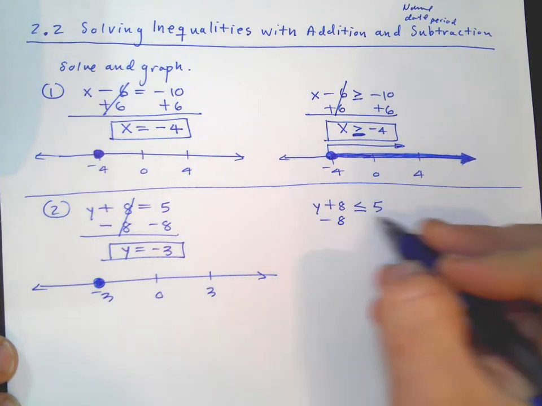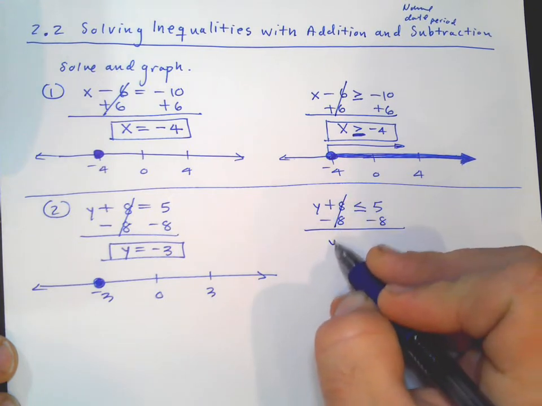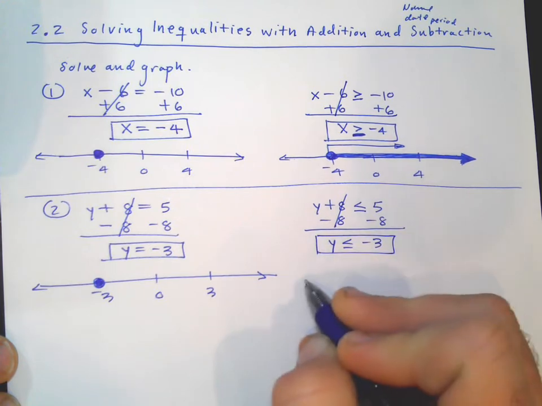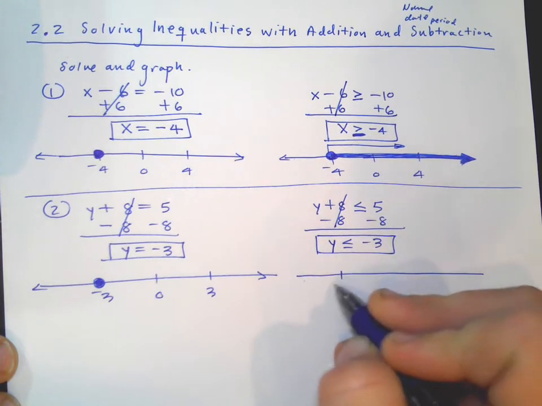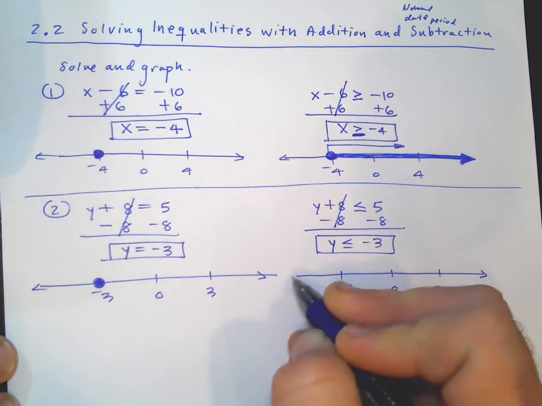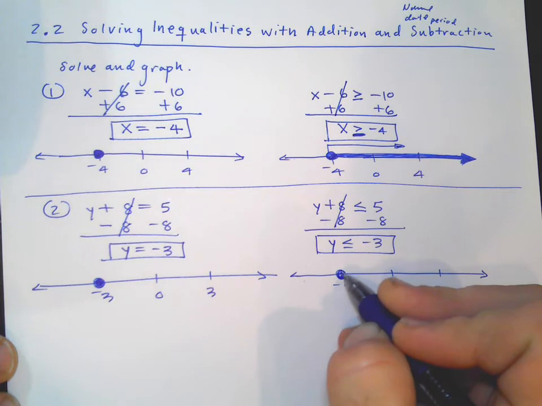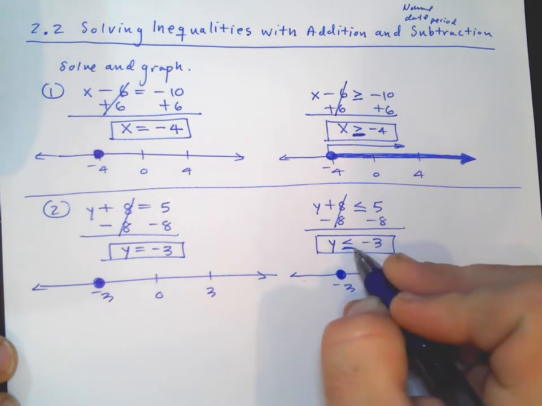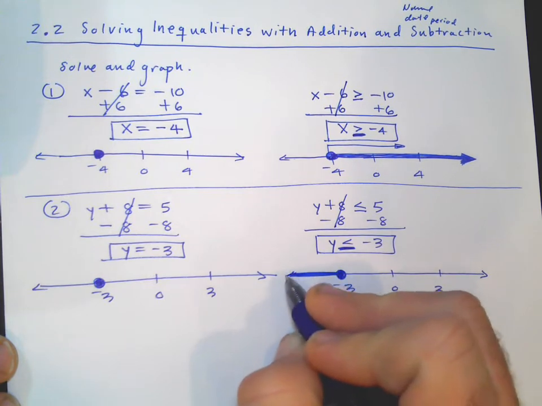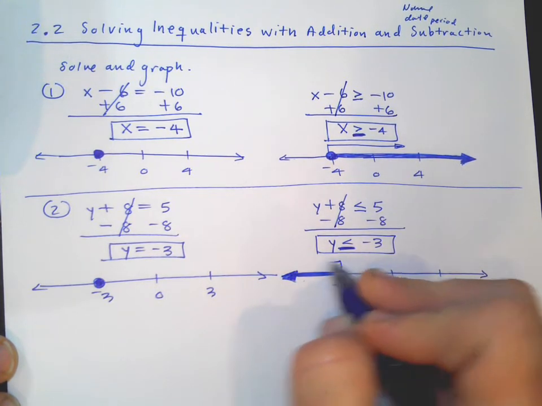Same goal over here. Get y by itself. Subtract 8 from both sides. And that's our answer. So number line, negative 3, 0, 3. It's going to be a solid circle at negative 3 because of the 'or equal to'. And less than, so that's to the left, like that.